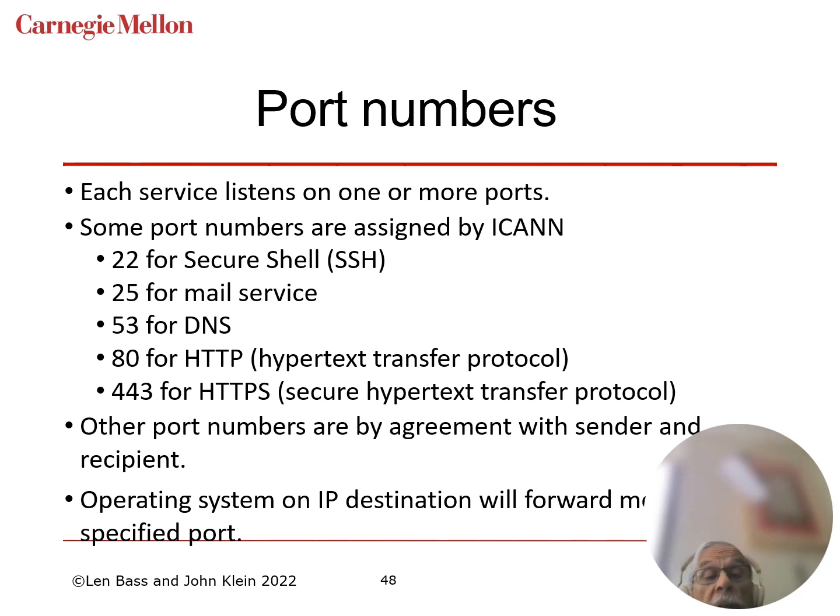And some port numbers are restricted and they're assigned by ICANN. So there's one for secure shell, there's one for mail service, there's one for DNS, there's one for HTTP, there's one for HTTPS, and those are designated ports. So A, no one else can use it, and B, if you want to send to, let's say, a web browser, you would send it on port 80 or port 443, depending on whether it's secured. Other port numbers are by agreement. And so the operating system forwards the message to the specified port. The service that's listening to the port gets that message.